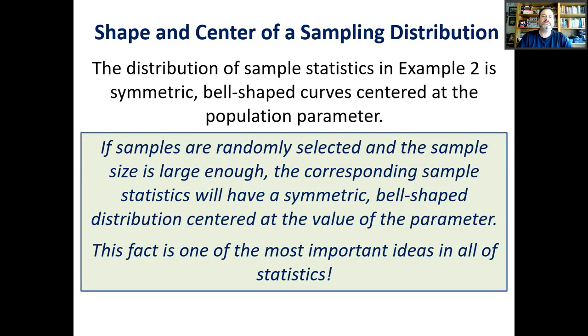So the distribution of the sample statistics in example 2 is symmetric, bell-shaped, centered at the population parameter. So this is just a rule, okay? Sampling distributions have these qualities. If samples are randomly selected, check, and the sample size is large enough, n equals 100 is actually pretty large, the corresponding sample statistics will have a symmetric bell-shaped distribution centered at the value of the parameter. This fact is one of the most important ideas in all statistics.